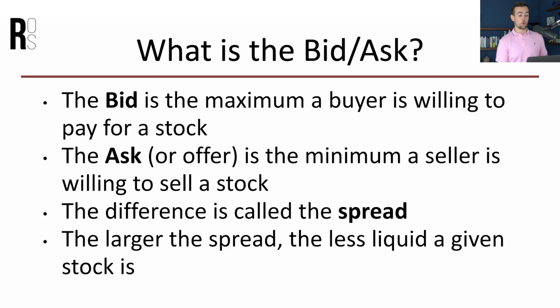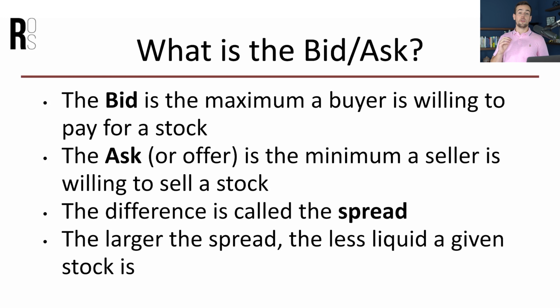Whereas the ask, or referred to as the offer, is the minimum a seller is willing to sell a stock for. Now, the difference between those two is called the spread, and that's basically the difference between what people are looking to sell this thing for and what people are looking to buy this for. And the larger the spread, the less liquid a given stock is. So what tends to happen is popular stocks, like Apple, for example, would have a very, very small spread because of the sheer volume of trades being placed.